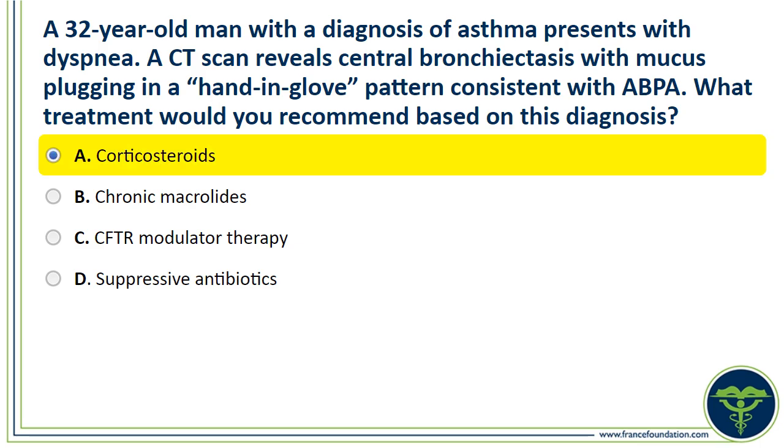The correct answer is A, corticosteroids. As we mentioned, because of the CT scan that is indicative of ABPA, corticosteroids are an appropriate treatment option. Bronchiectasis due to ABPA is an exception to the general recommendation to avoid corticosteroids in bronchiectasis patients. Because the underlying pathophysiology is driven by an allergic response, ABPA typically responds well to corticosteroid therapy.